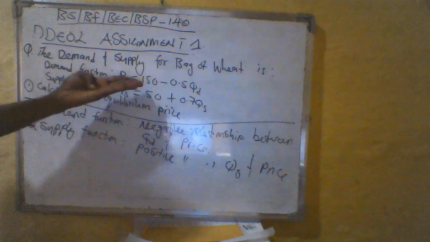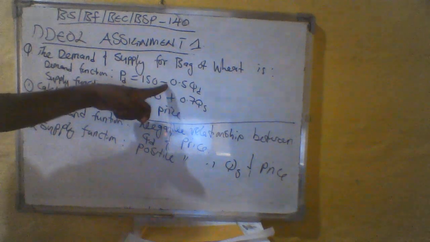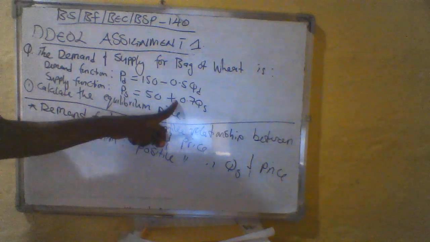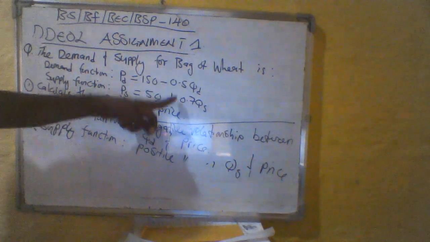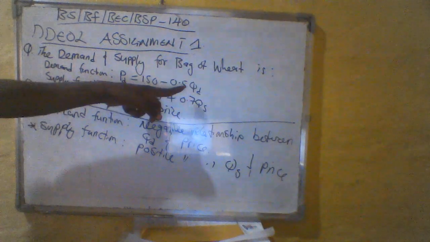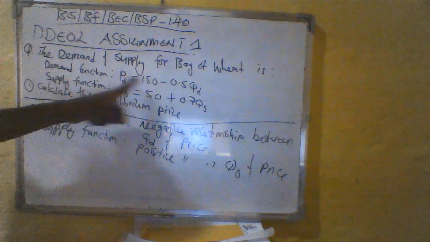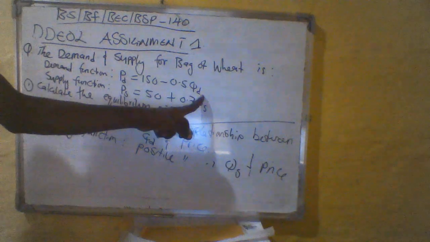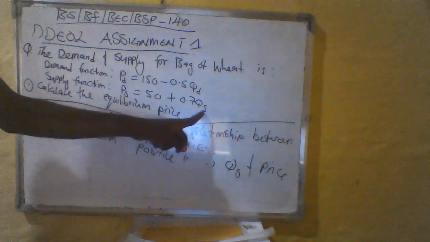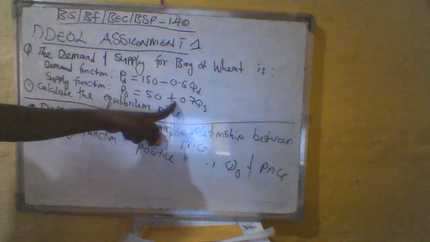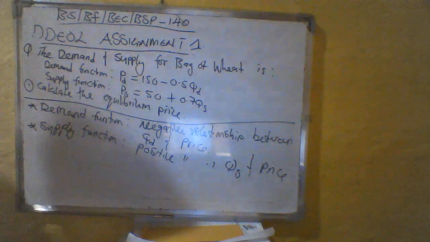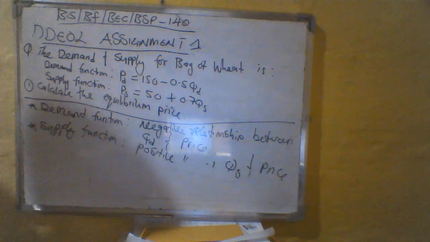That is why in the demand function the slope is negative, but in the supply function the slope will always be positive. Slope, I mean the gradient. So this gradient here, 0.5, will always be negative, indicating that between PD and QD there is a negative relationship, and between PS and QS there is a positive relationship because of this gradient, which is positive. So this is the situation which we have here.